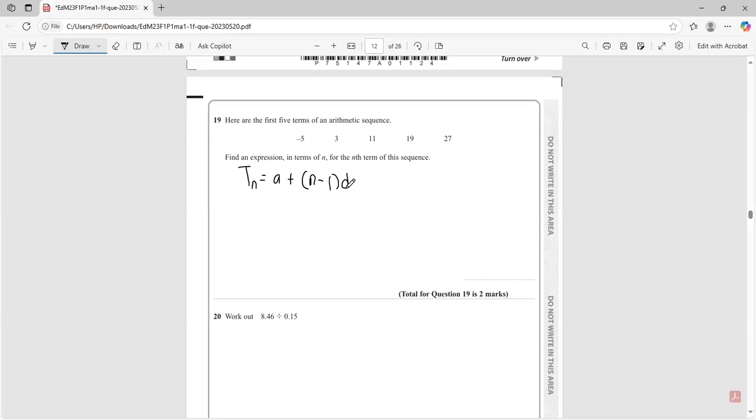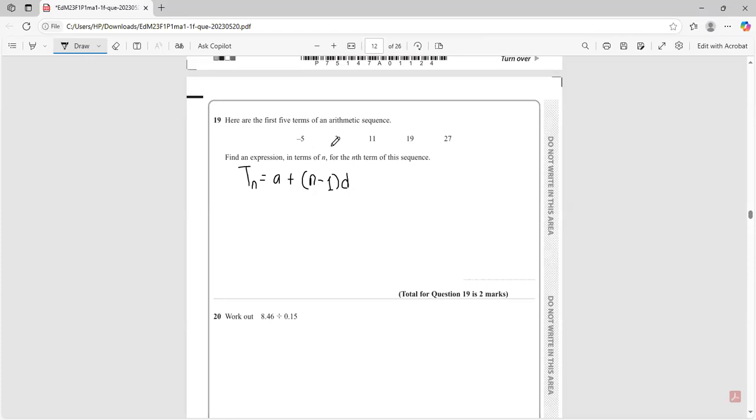Okay, so this is the general formula for an arithmetic sequence. Now, you may have a lot of things to memorize. So, okay, let me see if there is any way I can make it simpler.